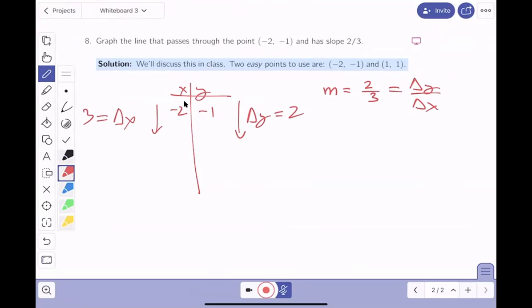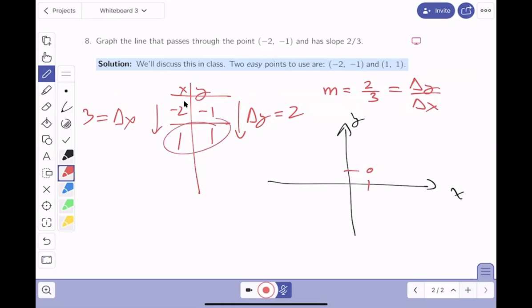So what does it say? Let's do y first. I have 2. I have to go up 2. So if you're at -1, add 2, what do you get? 1. Very simple. If you're at -2 and you go over 3, you're at 1. I'm ready to plot my line here. Put down the x-axis and y-axis. This is x, this is y. I like 1, 1 first, a really simple point to put down. And I'm going to put down -2, -1.